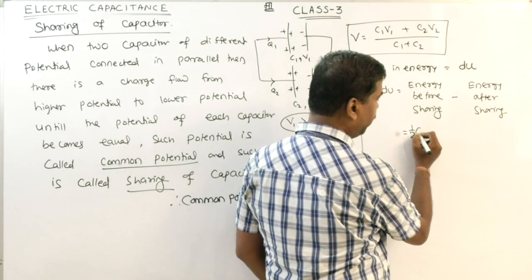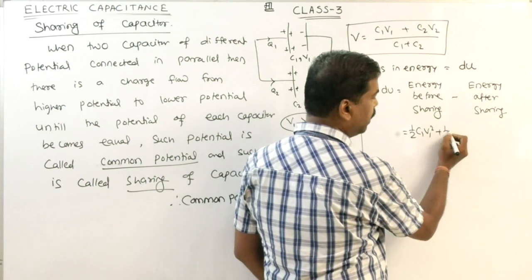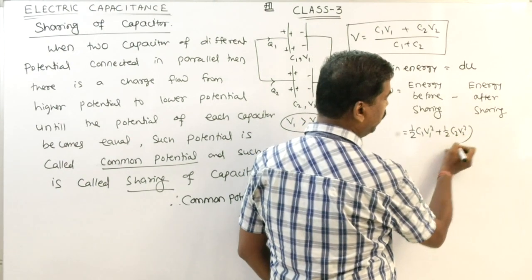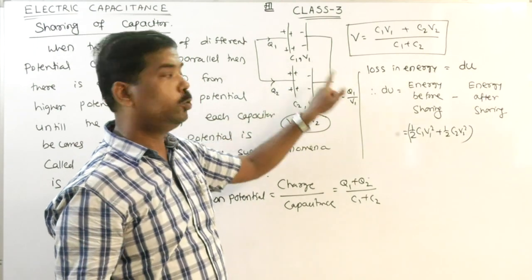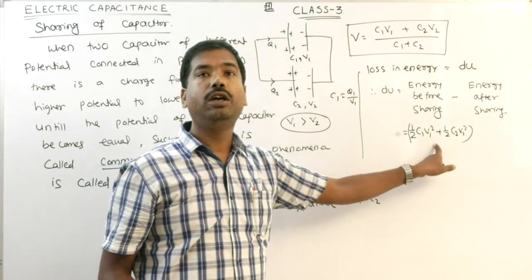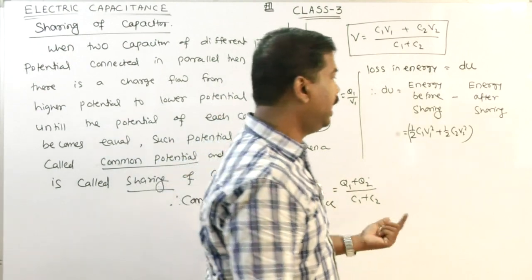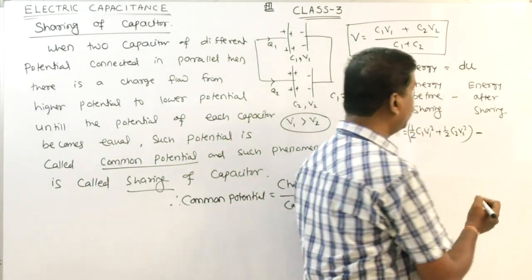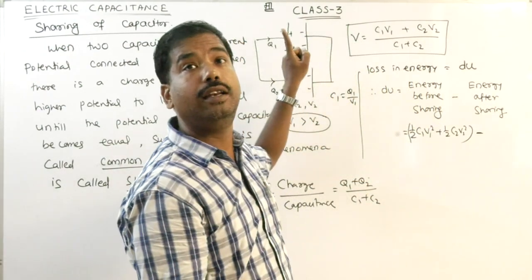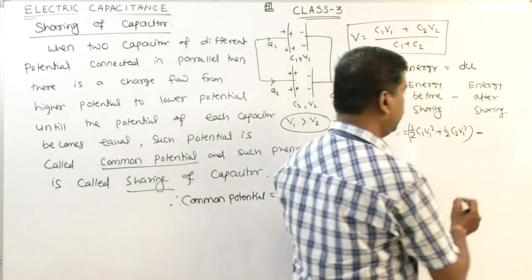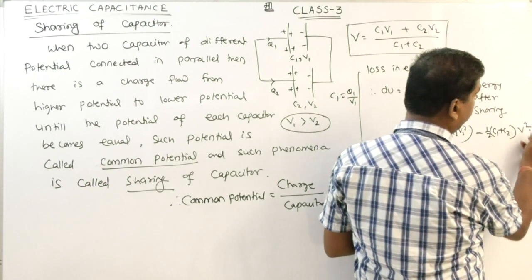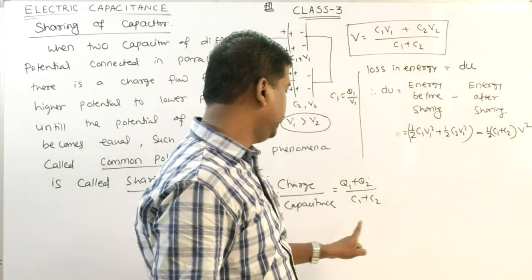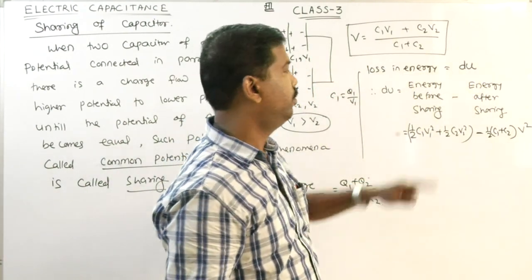Before sharing is half C1 V1 square plus half C2 V2 square, because this is the initial energy. C1 is the capacitance and V1 the potential, so energy will be half C1 V1 square plus half C2 V2 square. And after sharing, these two capacitors become a single effective capacitance, so energy is half C1 plus C2 into V square. Clear? Instead of V, I can write C1 V1 plus C2 V2 by C1 plus C2.